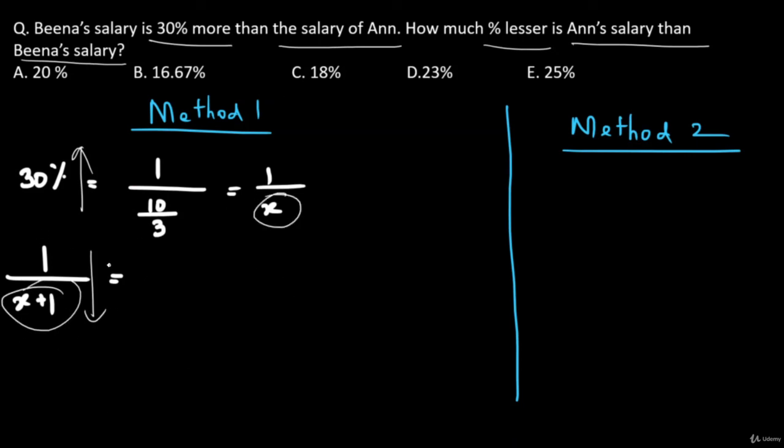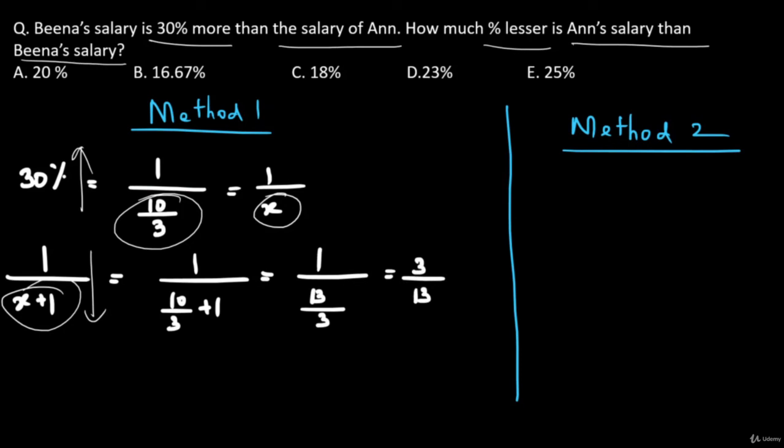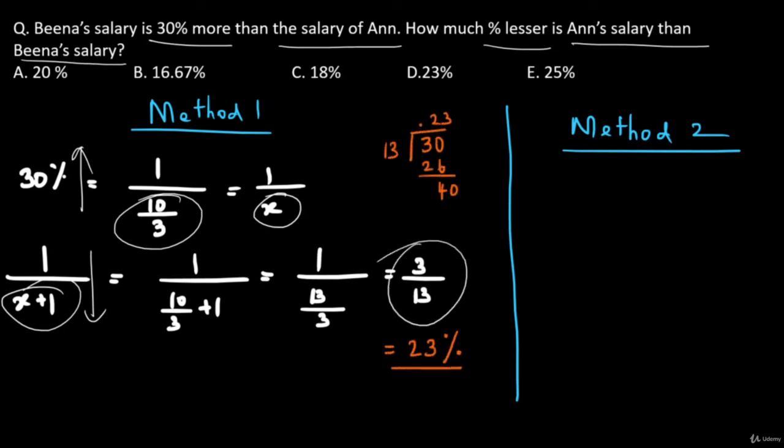Over here you have x as 10 by 3. So x plus 1 will be 10 by 3 plus 1. So you do 1 by 10 by 3 plus 1, which is equal to 1 by 13 by 3 or 3 by 13. So 3 by 13, on solving you'll get that as 23%. So it means Anne's salary is 23% lesser than Bina's salary.